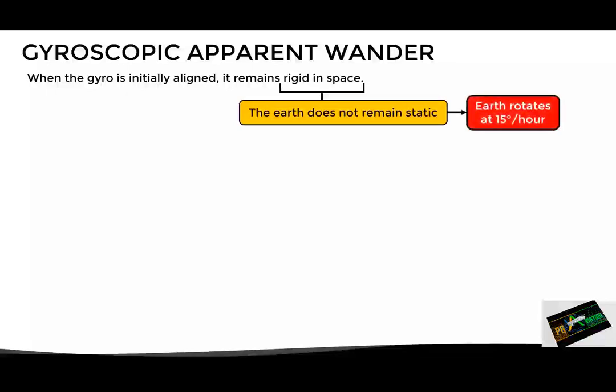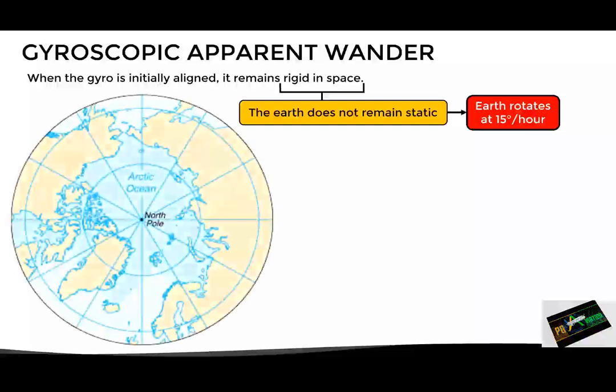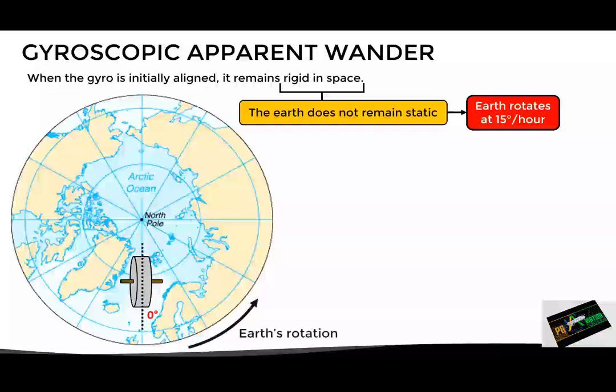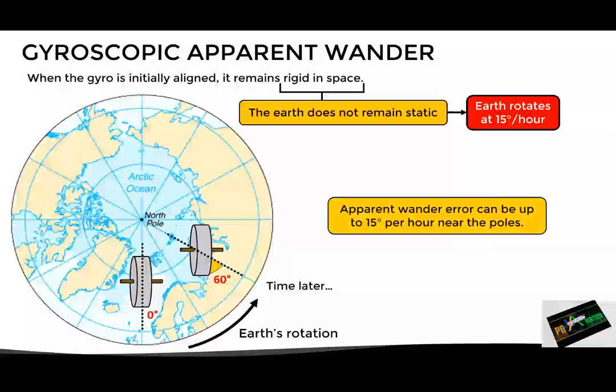To understand how this affects the gyro, here we have the Earth seen from above. Let's suppose we are at this yellow point, and we align the gyro of the heading indicator in such a way that it points to the north. Now, after a few hours, the Earth would have rotated several degrees, so let's say that we are now at this other position. As we can see, as the gyro remains rigid in space, it is no longer pointing to the north, and it has now a deviation of 60 degrees. This implies that the heading indicator will be using a wrong directional reference, so the heading indication will be incorrect. This apparent wander error can be up to 15 degrees per hour near the poles.